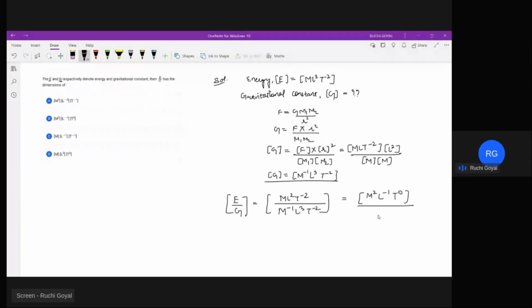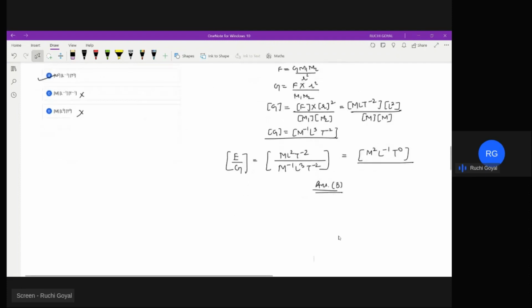So which option is matching? You can check. M2 L minus 1 T0. See, this option is matching. You can check others also. M1 L minus 1 T minus 1, this is not there. Next is M1 L0 T0, this is also not there. So the correct option is B. Right? This is also again a very simple question. Let us move to the next question.